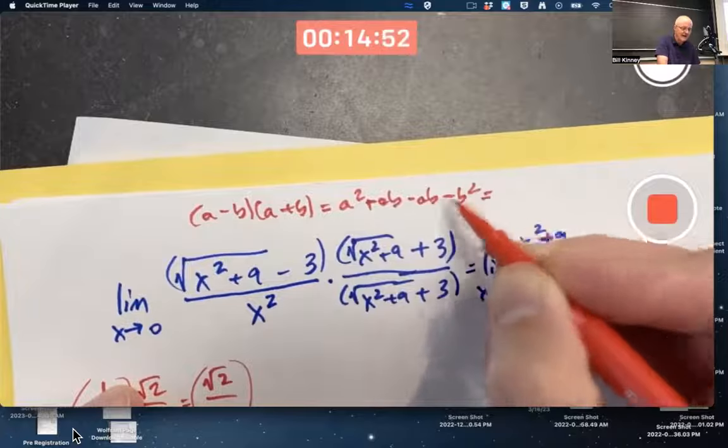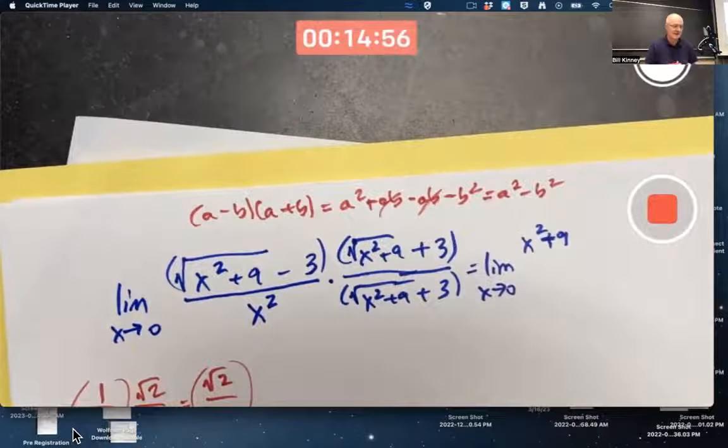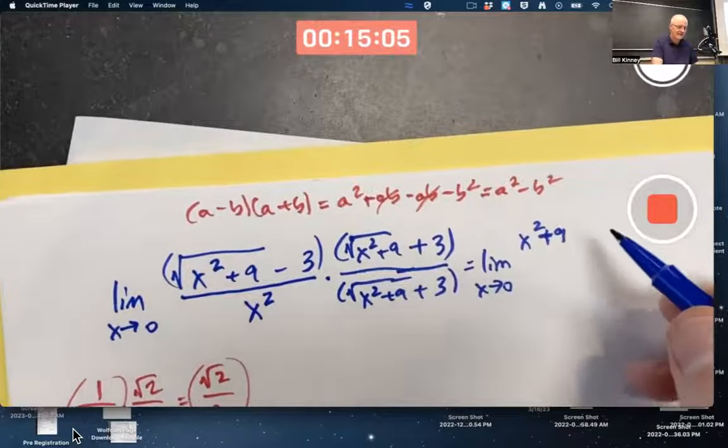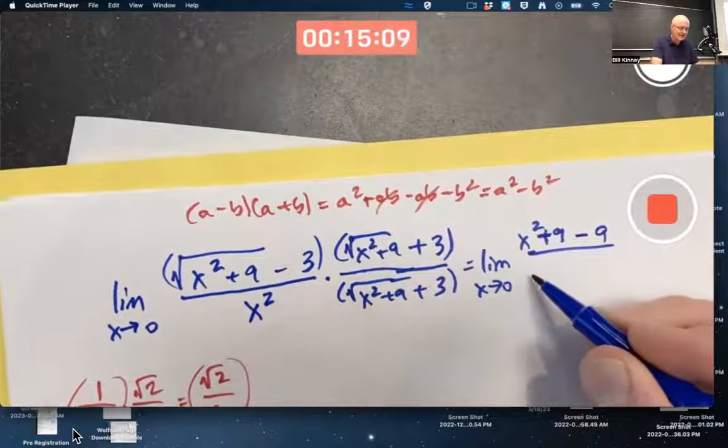I get a squared minus b squared in the end. I'm effectively using that, with the square root of x squared plus 9 being the a and 3 being the b. Yeah, outside and inside cancel. Last times last is a -9. Hey, how about that? The -9s are going to cancel too.